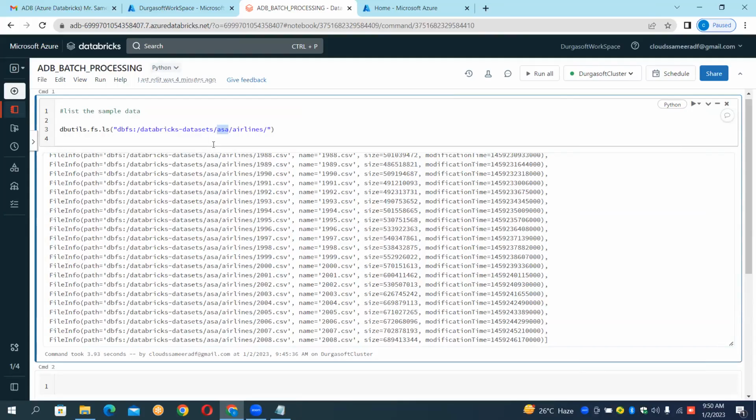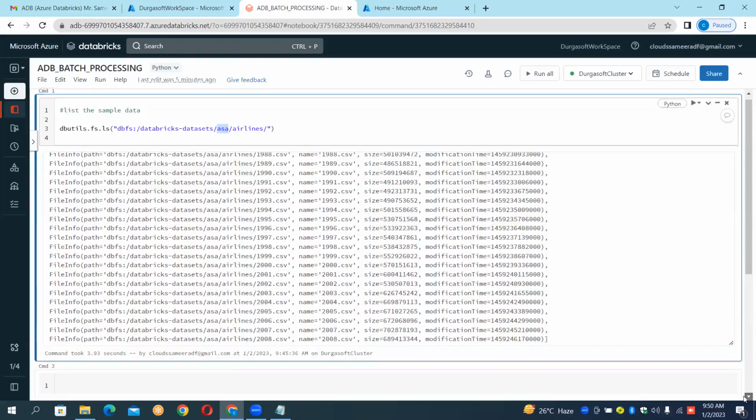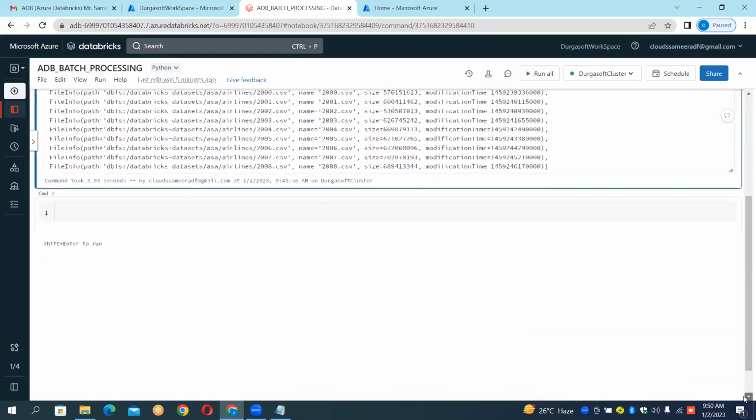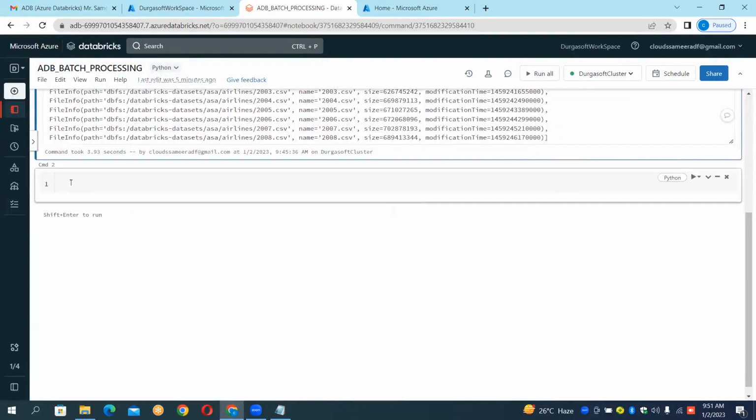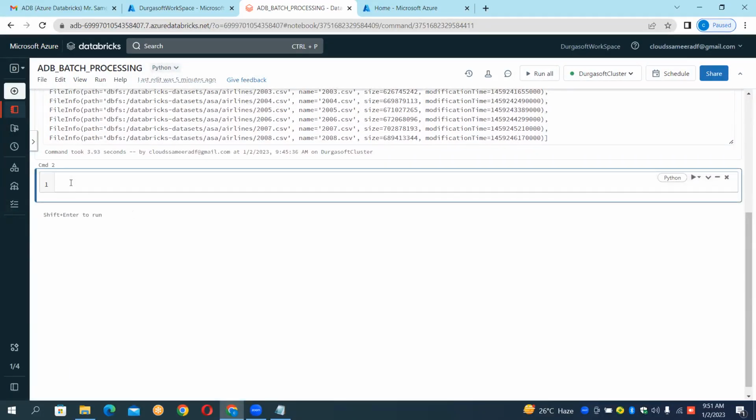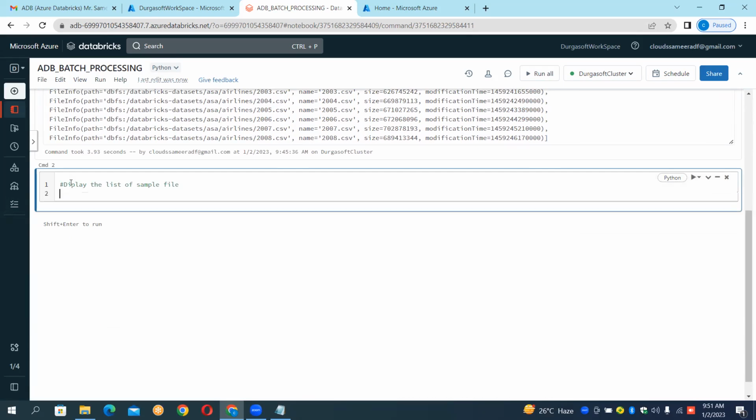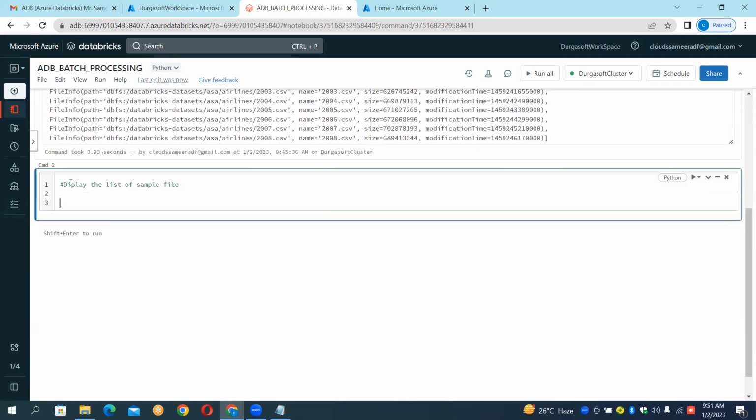So now, guys, let's do one thing. Let us further display the list of sample files. I'm writing: display the list of sample files. Okay, guys, so how to display the list of the sample files? Tell me now.